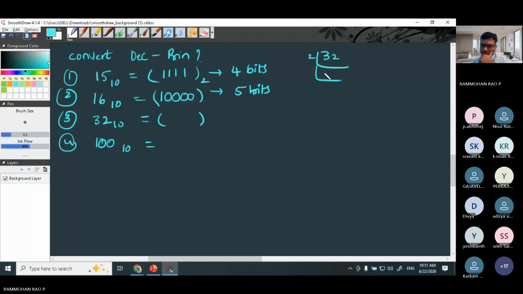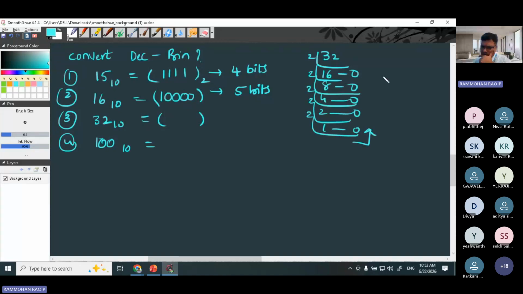2 16s, remainder is 0. 2 8s, remainder is 0. 2 4s, remainder is 0. 2 2s, remainder is 0. 2 1s, remainder is 0. Collect the answer in reverse direction.